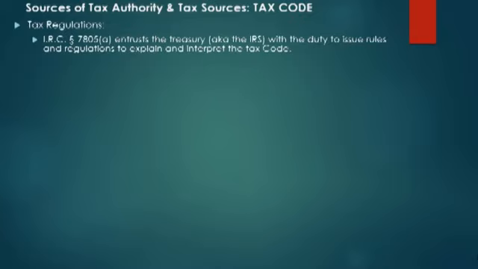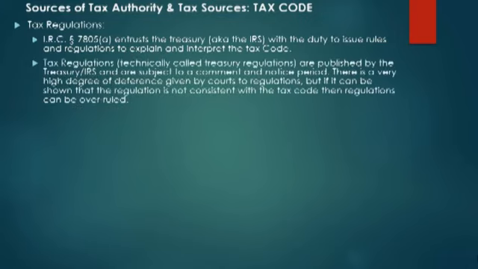So then we look at tax regulations. IRC Section 7805(a) entrusts the Treasury or the IRS with the duty to issue rules and regulations to explain and interpret the tax code. This is the general grant of authority that the IRS has. Tax regulations, which are technically called Treasury regulations, are published by the Treasury and the IRS and are subject to a comment and notice period. There's a very high degree of deference given by courts to regulations, but if it can be shown that the regulation is not consistent with the tax code, then the regulations can be overruled.